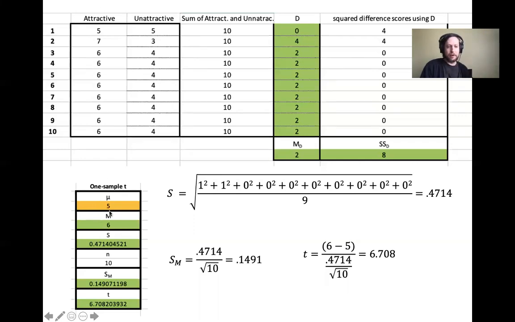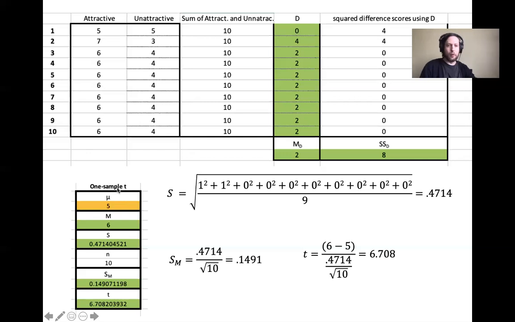The mu right here represents chance performance, which is 5. We just talked about that. There are 10 total seconds. If they're looking randomly, they should look at each face for 5 seconds. The one sample t-test is determining whether these two numbers are different. This one sample mean, is it significantly different than the hypothetical population mean of 5? Is 6 significantly different than 5?